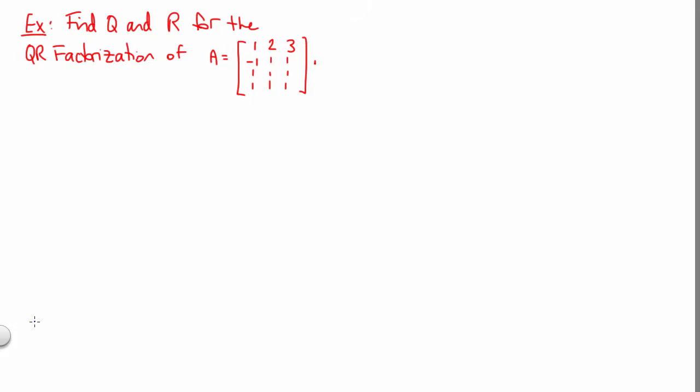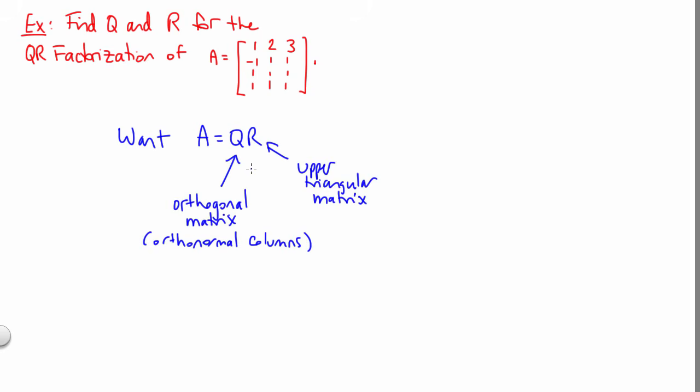In this video, we'll discuss the QR factorization. The problem is to find Q and R for the QR factorization of the following matrix. What we want to do here is to write the matrix A as a product, Q times R, where Q is an orthogonal matrix, meaning it has orthonormal columns, and R is an upper triangular matrix.